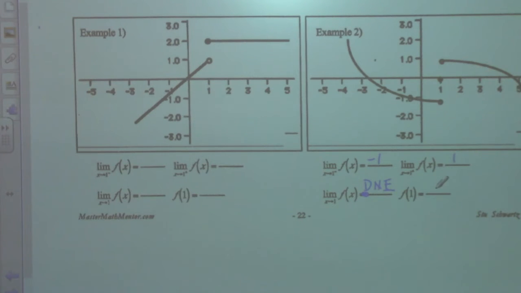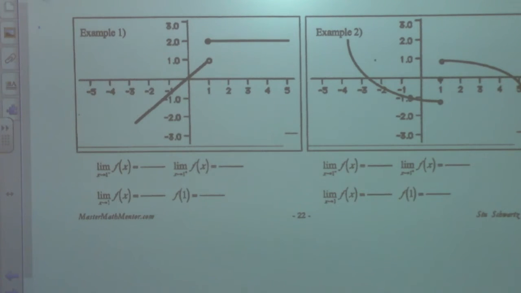And what is f of 1? It might be kind of hard to see. It looks like it's 0. These are holes, and here's our point right here. So 0. This is a good example of something where even if the value of the function exists, in this case 0, the limit does not exist. Okay, let's go on to the next one.